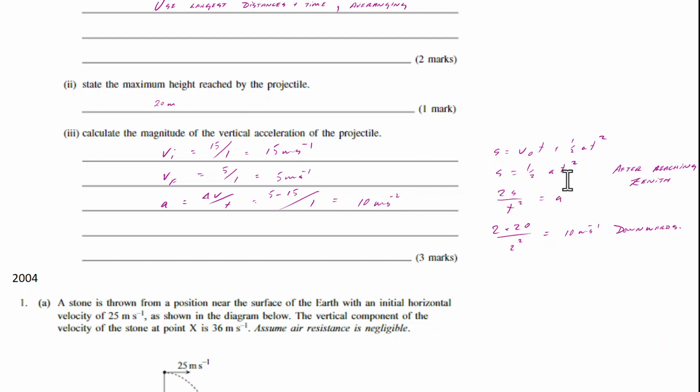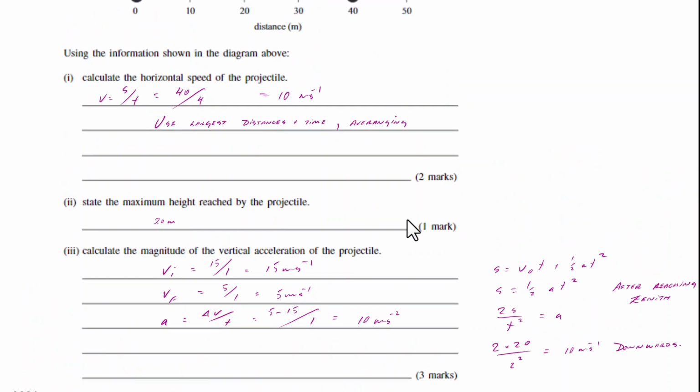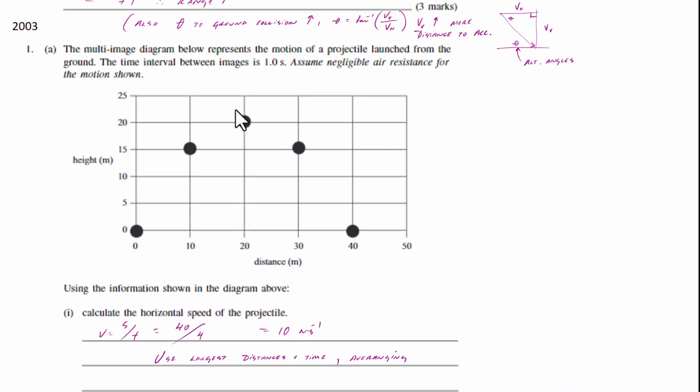Another way of actually doing it would be to use this equation here, where you would actually look at the motion from the height. So the initial vertical velocity here is equal to 0. It then travels 20 meters in a period of 2 seconds.